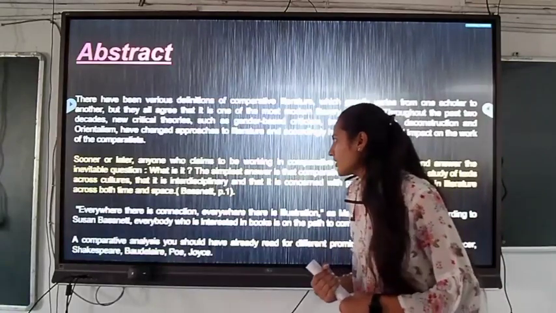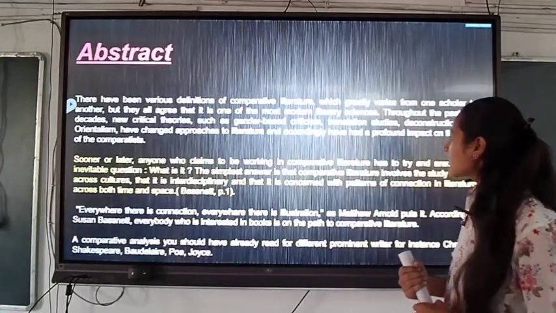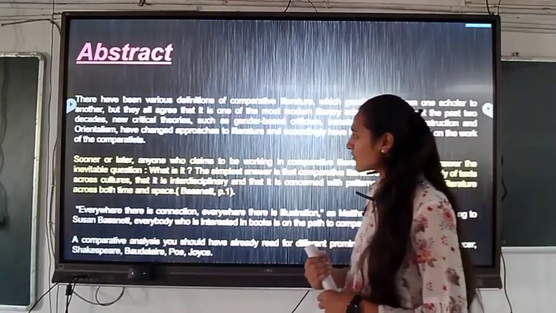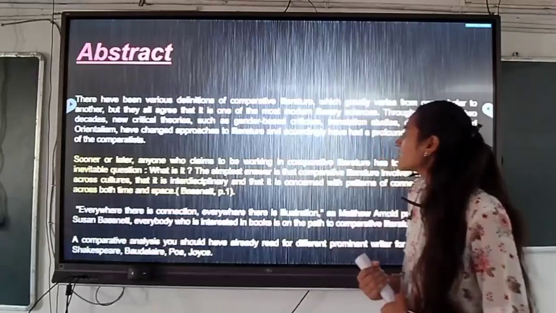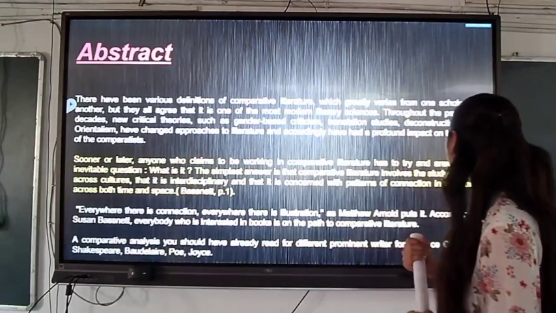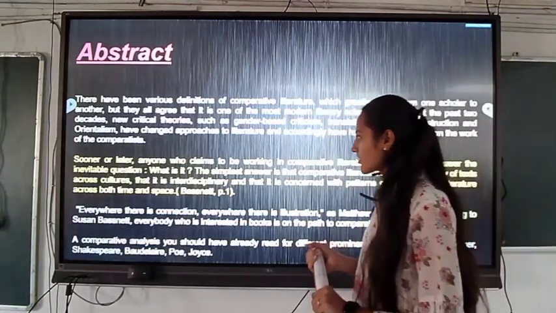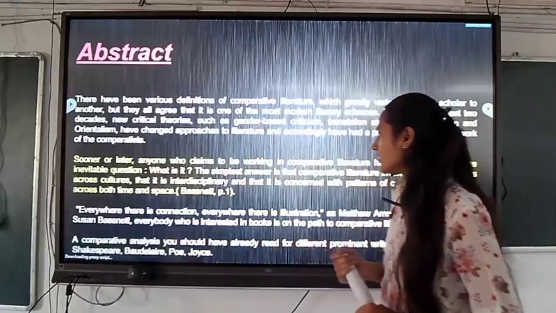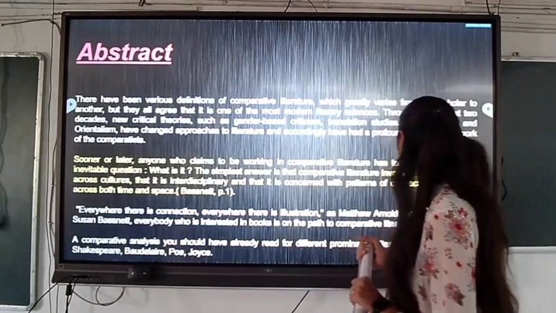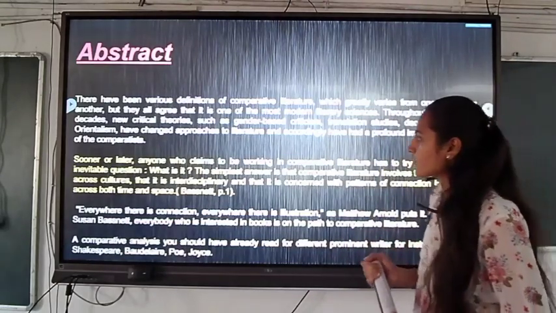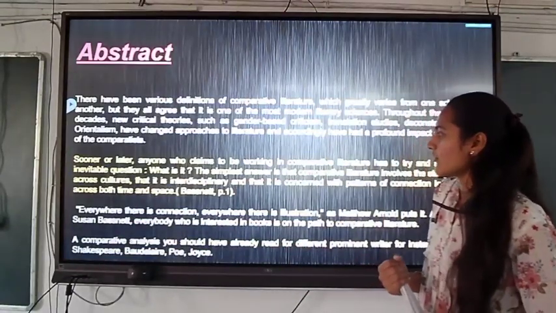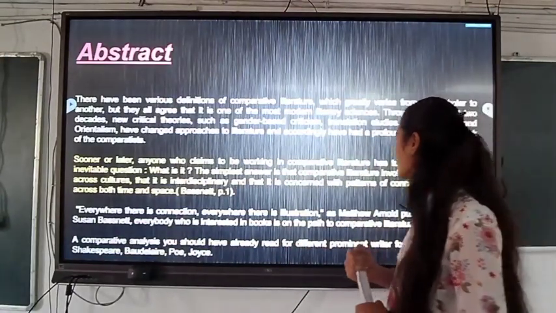Sooner or later, anyone who claims to be working in comparative literature has to try and answer the inevitable question: what is it? The simplest answer is that comparative literature involves the study of texts across cultures, that it is interdisciplinary, and that it is concerned with the patterns of connection in literature across both time and space. And Matthew Arnold says, everywhere there is a connection, everywhere there is illustration.